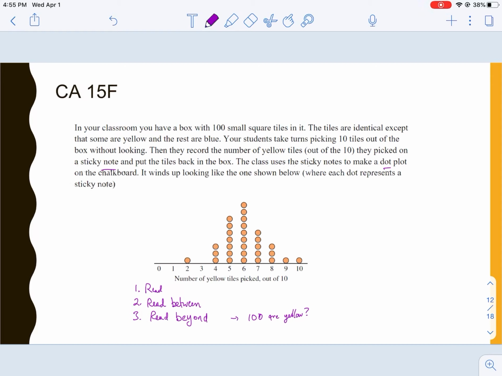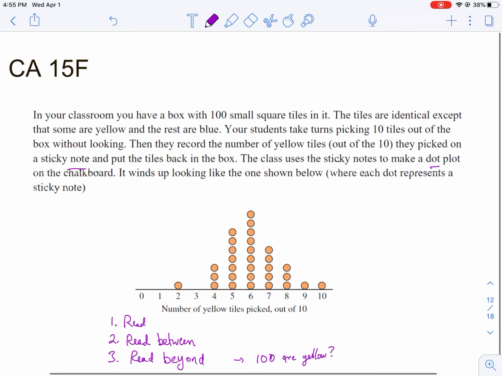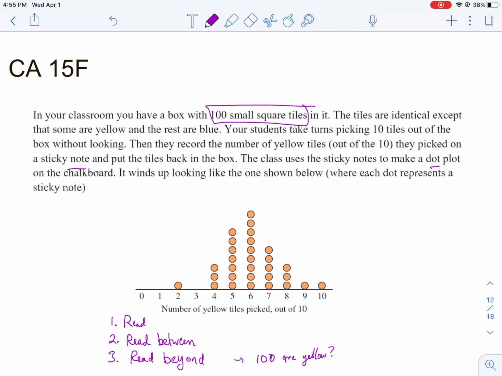Let me use this as a context. This is from class activity 15F. I would encourage you to take a look, pause the video, complete it, and then come back and listen. In this setup, there's a box with 100 small square tiles in it. Some of them are yellow, some of them are blue. Students draw 10 tiles out. They count how many yellow tiles there are, and then they put the tiles back in the box.